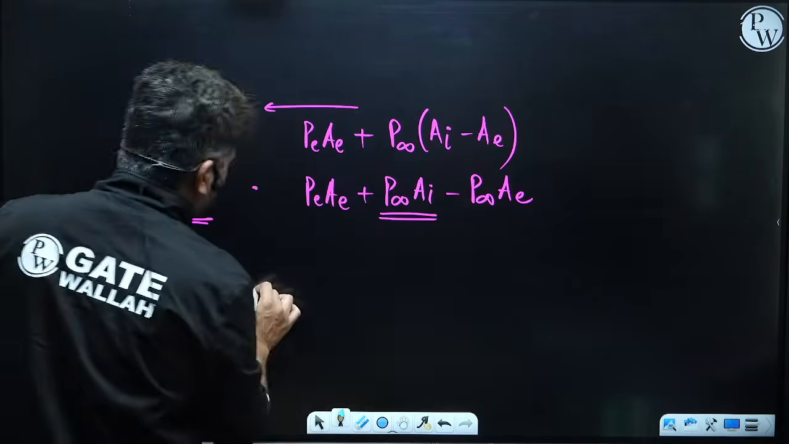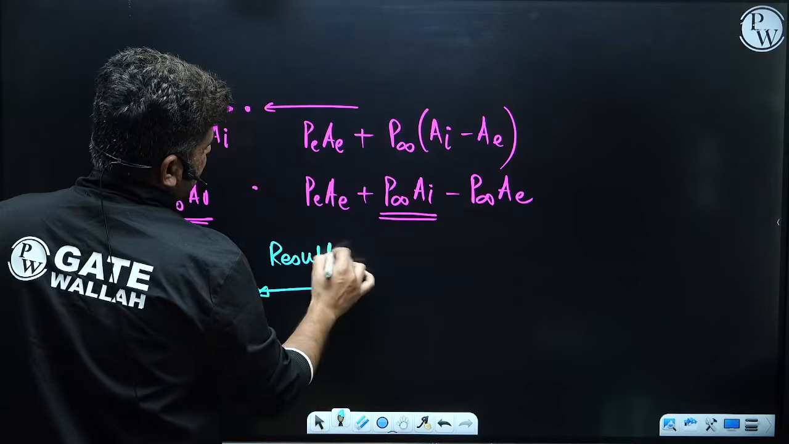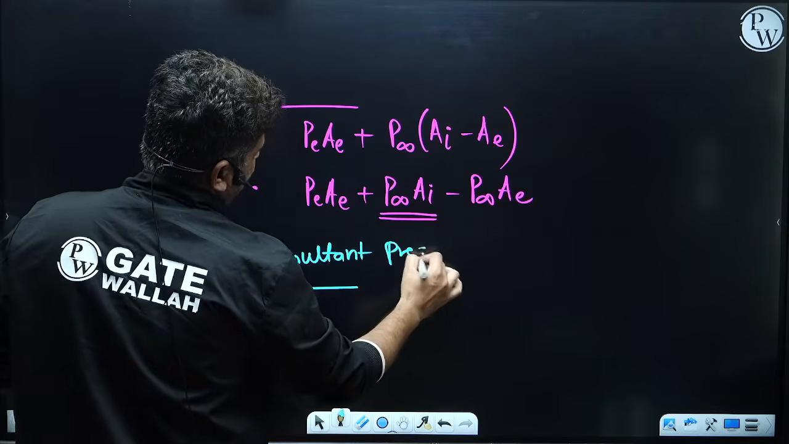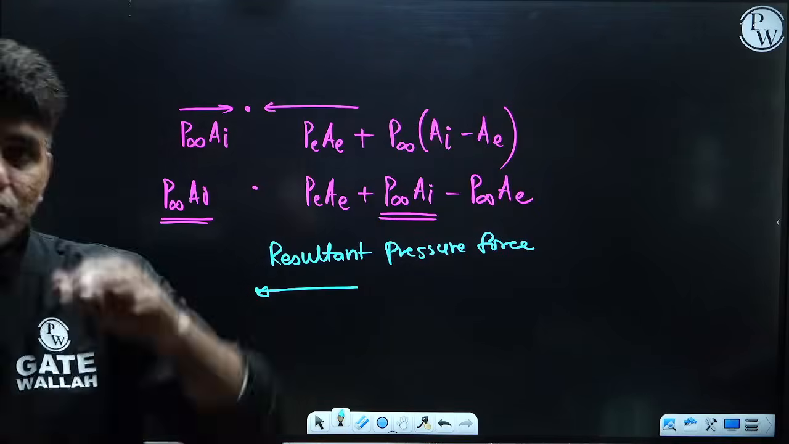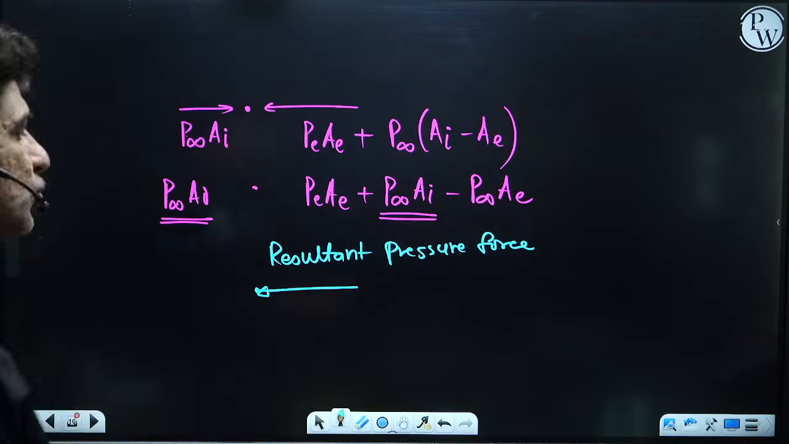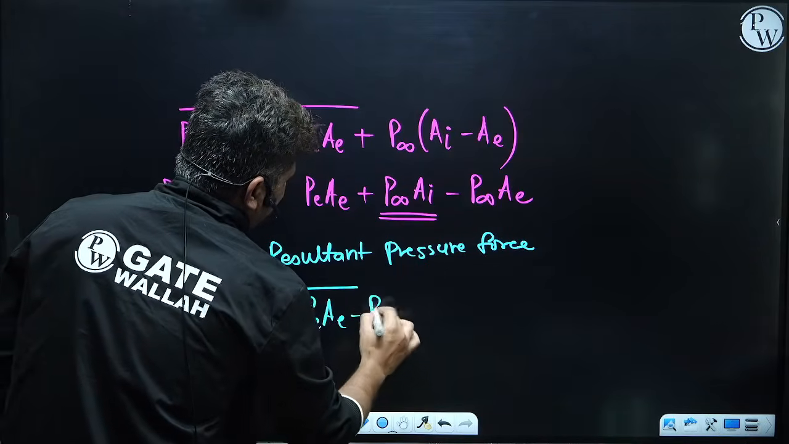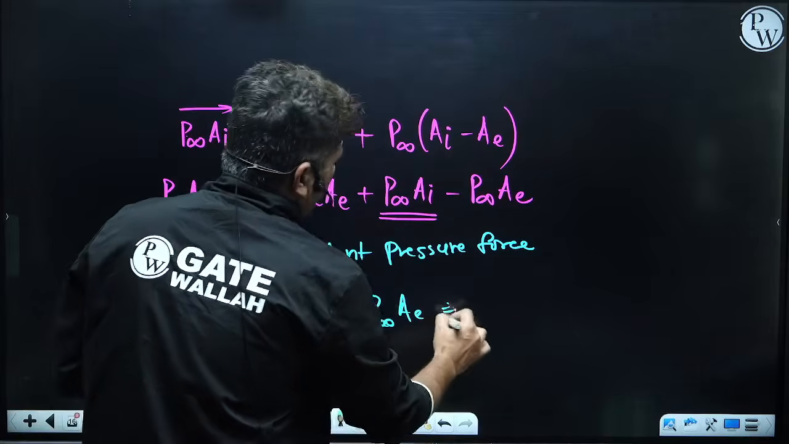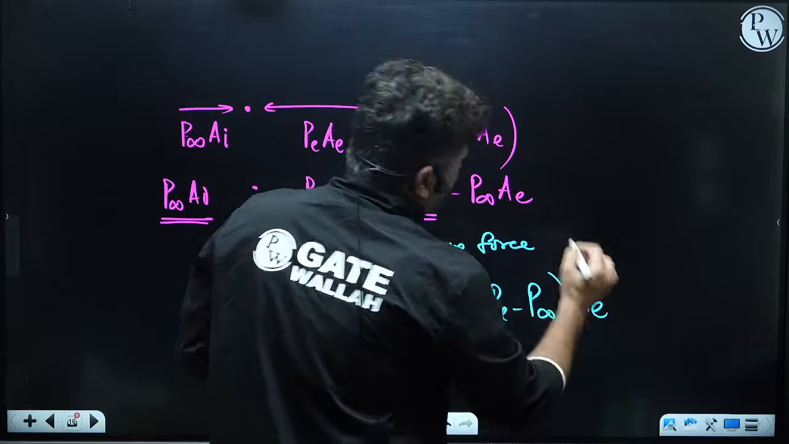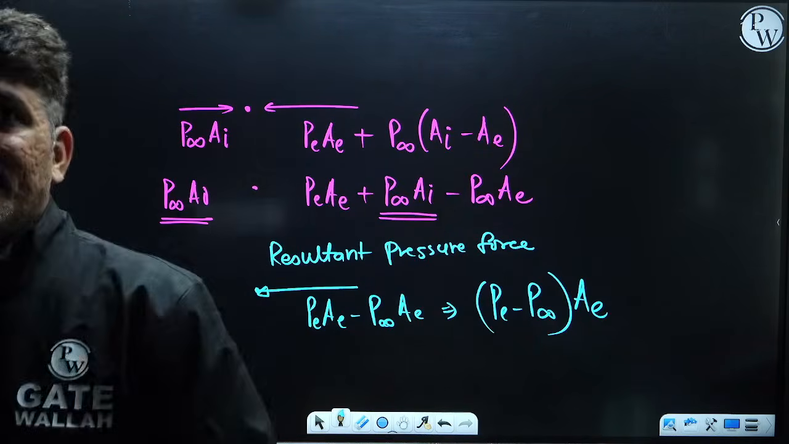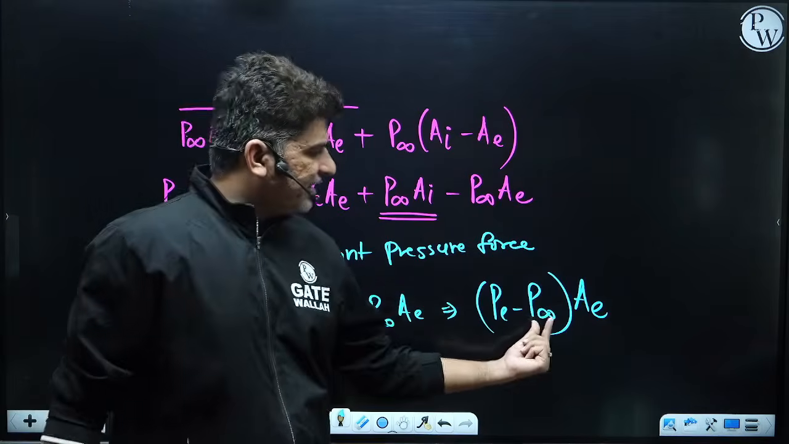So the resultant pressure force on the engine, due to the atmospheric pressure, will be equal to P exit minus P infinity times AE, which can also be written as P exit minus P infinity into area exit. So you see there is another force which is acting on the engine, that is P exit minus P infinity into AE.